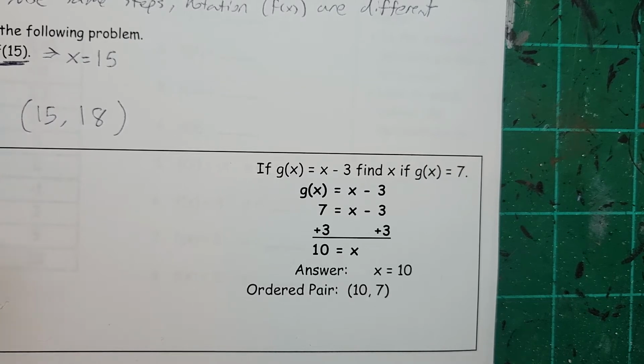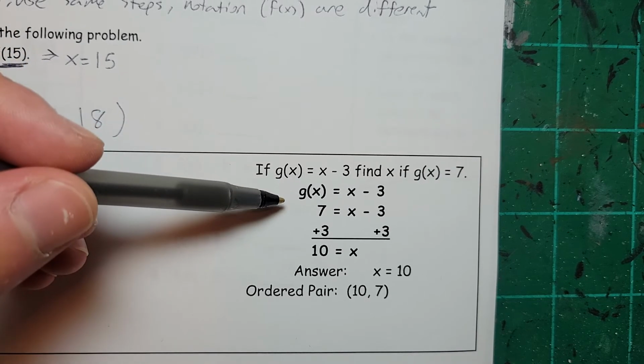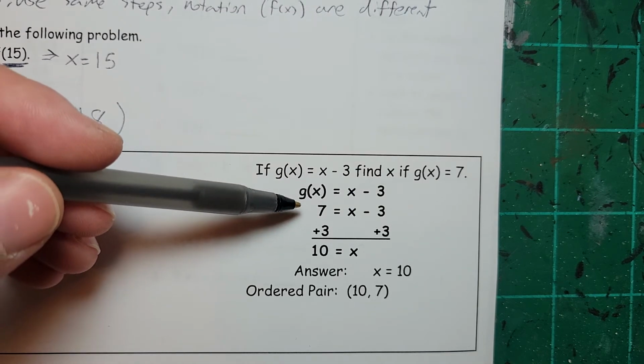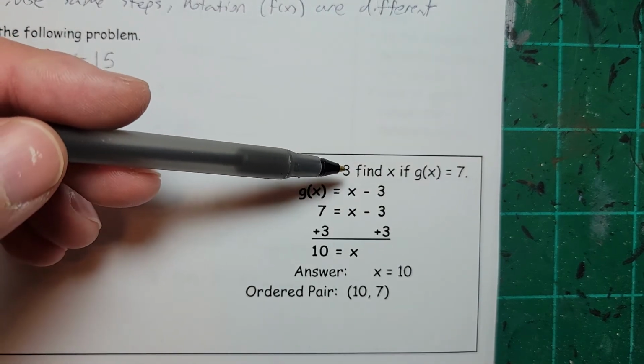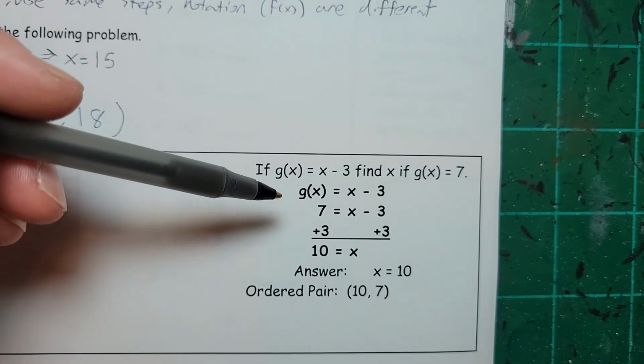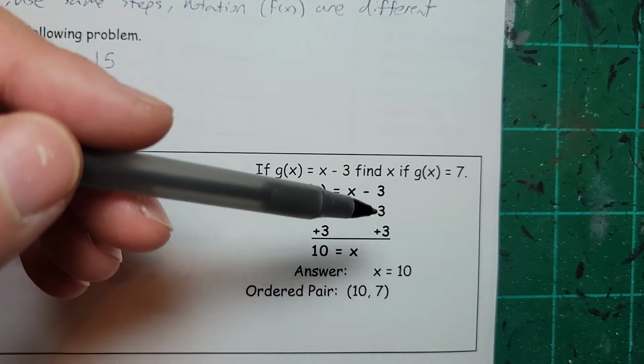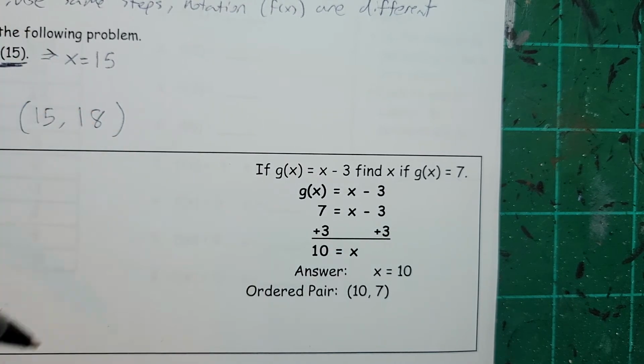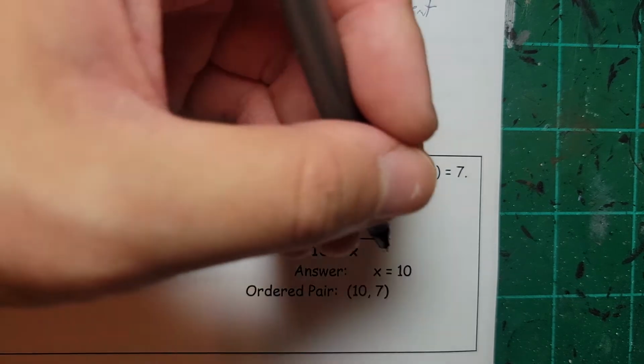All right, so just like in the previous example, if you notice, we did the exact same steps. We plugged in 7, our y value, as g of x. So we get 7 equals x minus 3. We add the inverse of 3 on both sides to balance it out. Then we get 10 equals x. And look at that. We got the exact same answer.